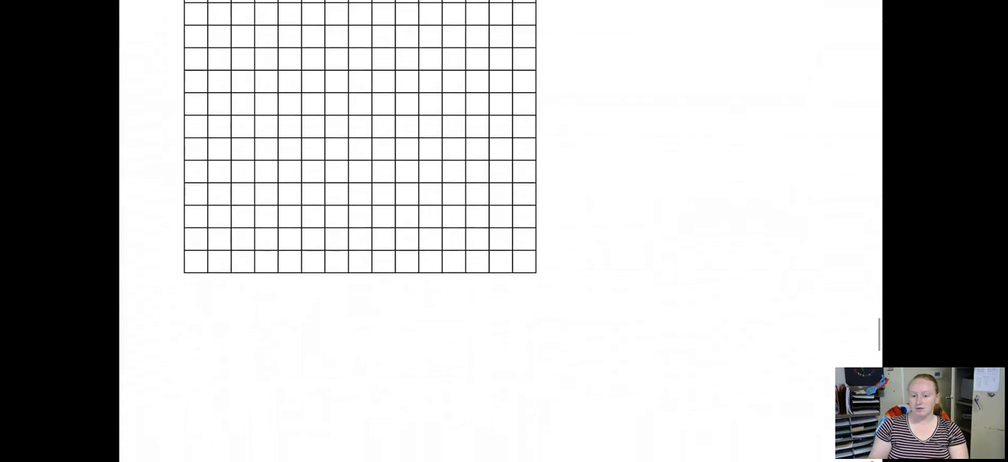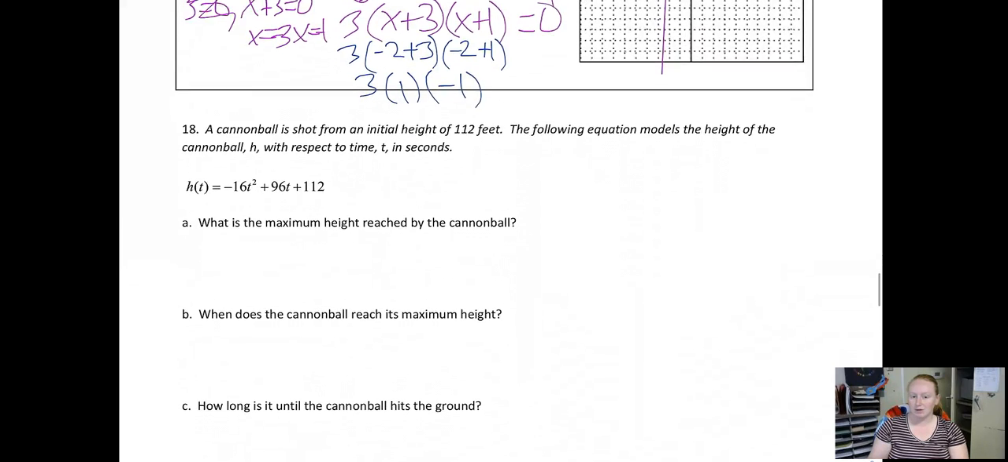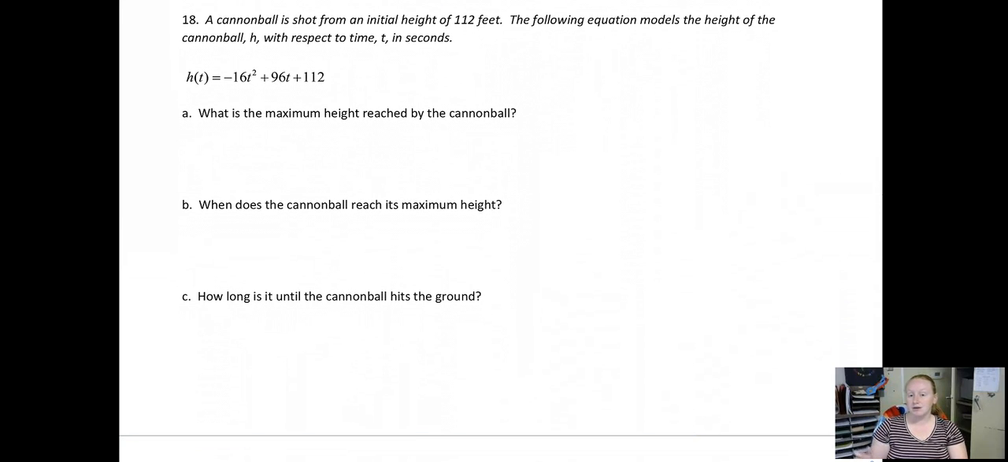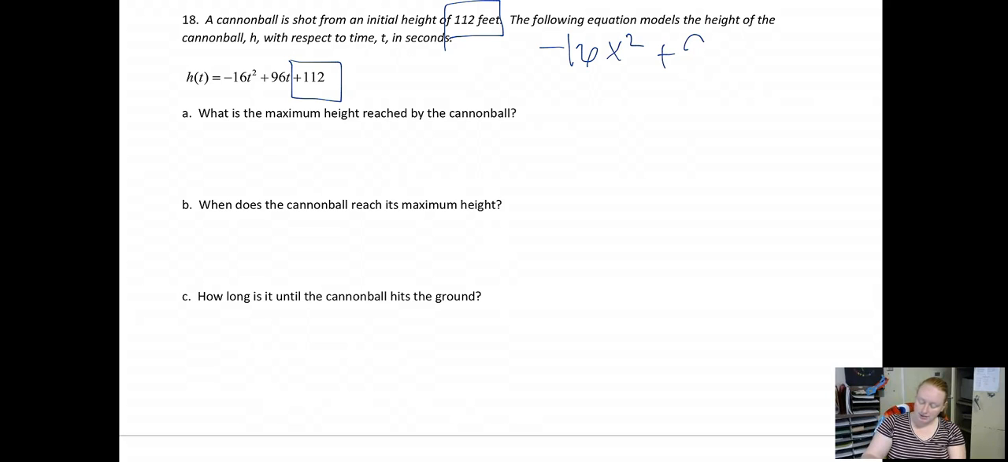Okay, so we're getting to the very end. This is our last question. This is important. There will be something like this on your test, pretty close to how it's asking you here. So it says a cannonball is shot from an initial height of 112. Hey, initial height means y-intercept. They use time instead of x here, so we can change these to x's because I know lots of you hate the t's. You don't like how they look like plus signs.